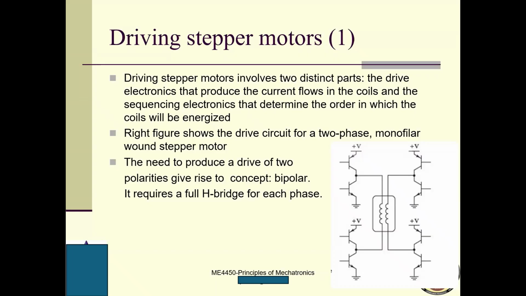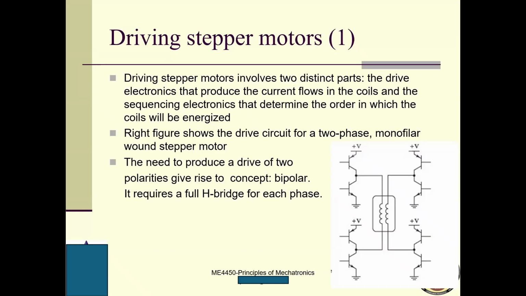Okay, so this step motor involves two distinct parts: the drive electronics that produce a current flow in the coil, and the sequencing electronics that determine the order in which the coil will be energized. So this is because you want to get the desired location, and you need to correctly and sequentially energize the different phases in a very good manner.